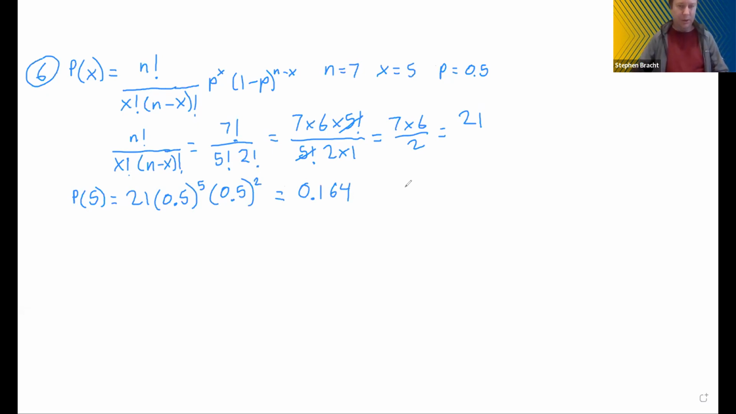Another way, if you want to use your calculator, you could use the binom PDF command. Okay. And it's pretty straightforward. You just enter in your n value, your x value, your p value, and it will give you the result there as well.